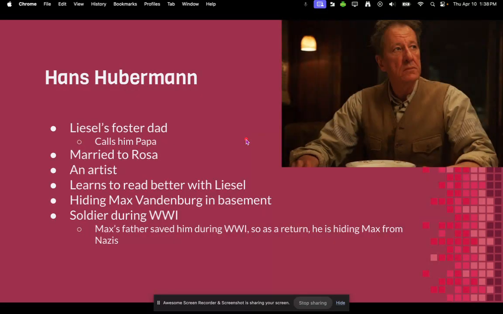Then we have Hans Huberman. That is Liesel's foster dad, who she calls Papa, and his wife is Rosa. He's an artist, and he learns to read better with Liesel. He's hiding Max Vanderberg in the basement. He was a soldier during World War One, and Max's father saved him during World War One. So as a return, he is hiding Max from the Nazis.